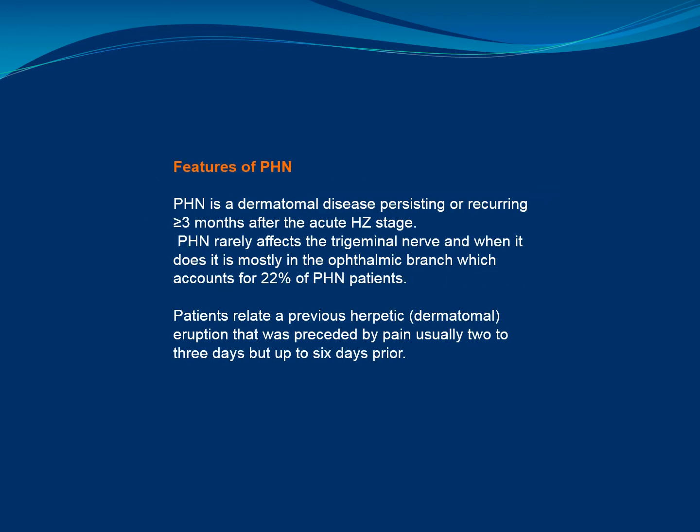Features of post-herpetic neuralgia. Post-herpetic neuralgia is a dermatomal disease persisting or recurring more than 3 months after the acute herpes zoster stage. Post-herpetic neuralgia rarely affects the trigeminal nerve, and when it does, it is mostly in the ophthalmic branch, which accounts for 22% of post-herpetic neuralgia patients. Patients relate a previous herpetic dermatomal eruption that was preceded by pain, usually 2 to 3 days, but up to 6 days prior.